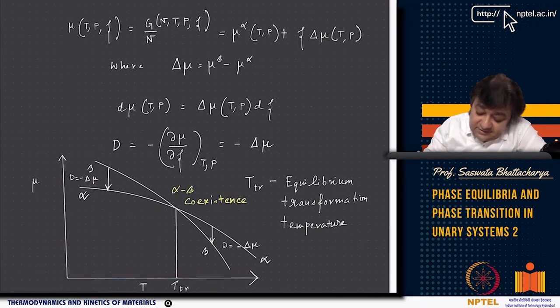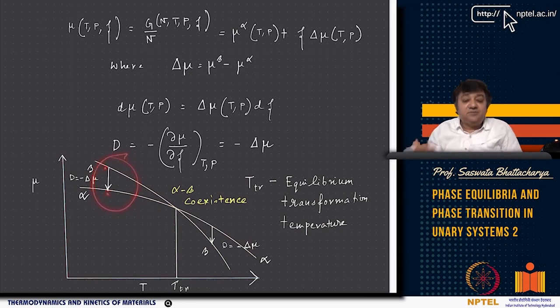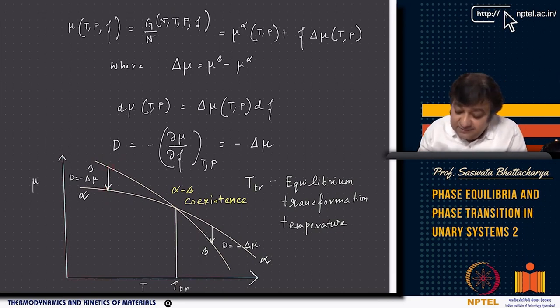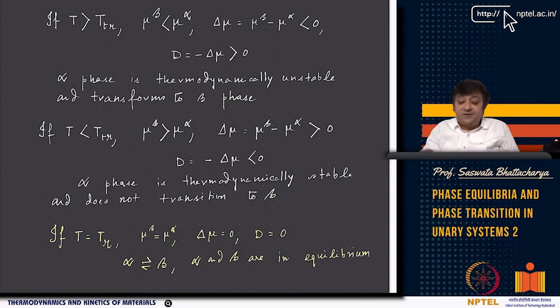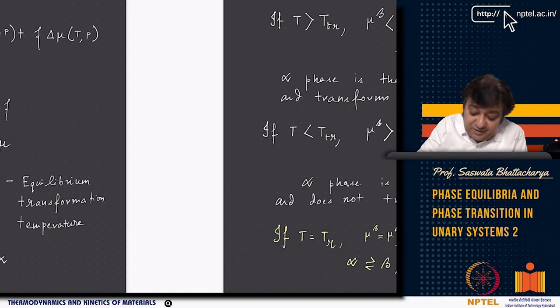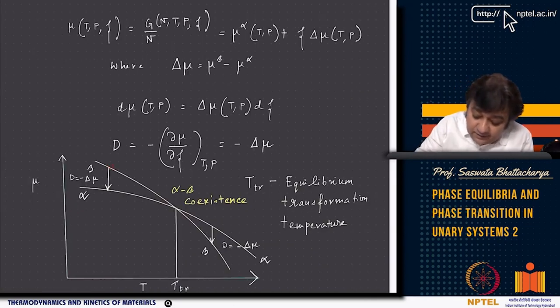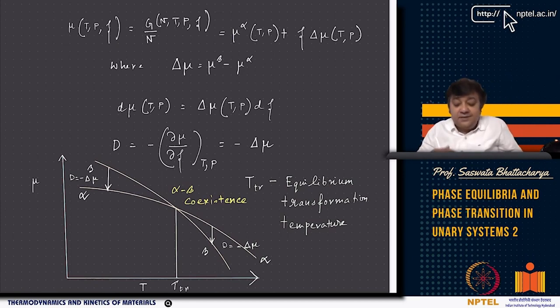Now think of alpha changing to beta, which is thermodynamically not possible because alpha is the more stable phase and beta is the unstable phase, right? So alpha is the thermodynamically stable phase, so alpha does not transition to beta. If alpha is transformed to beta, then it will require some sort of a push from outside so that alpha can transform to beta, right? It cannot be a spontaneous process.